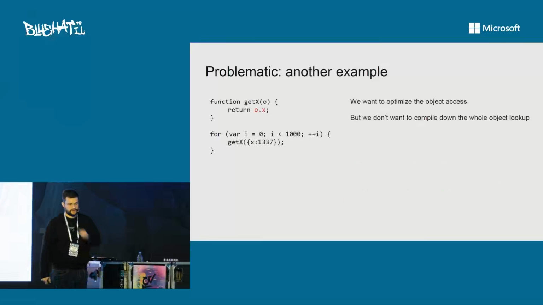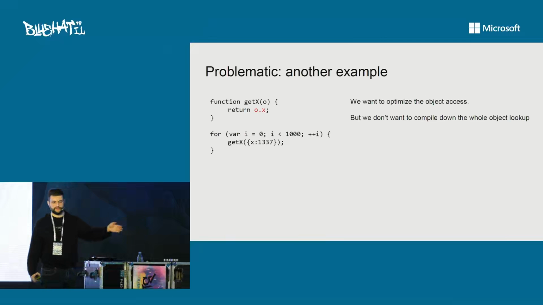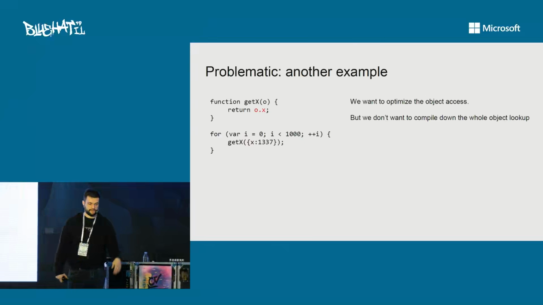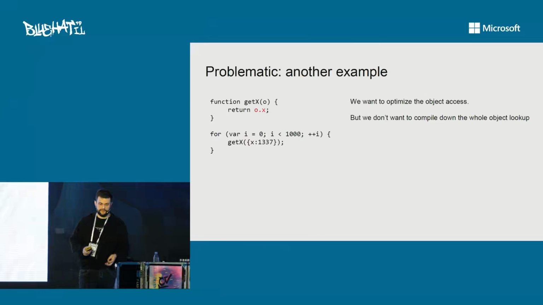So I have another example here. I have a function called getX. Pretty simple. It takes one parameter and returns property x on the thing. So more than likely, if you have this function, you expect to only give it an object. And here I call it in a loop repeatedly with a scalar object which only has property x. And the key here is I only call it with the same scalar object every time, so the thing will have the same layout in memory.